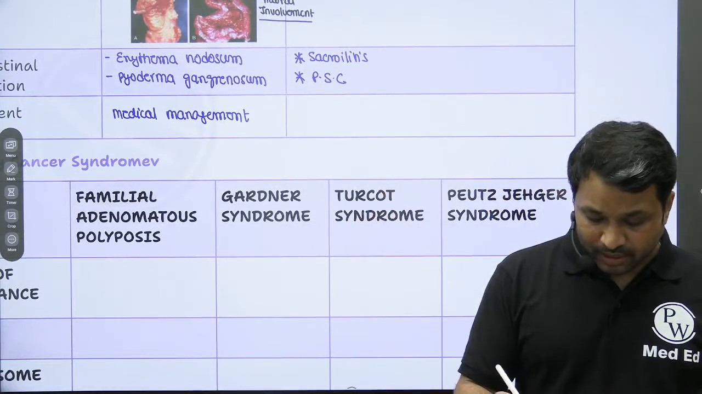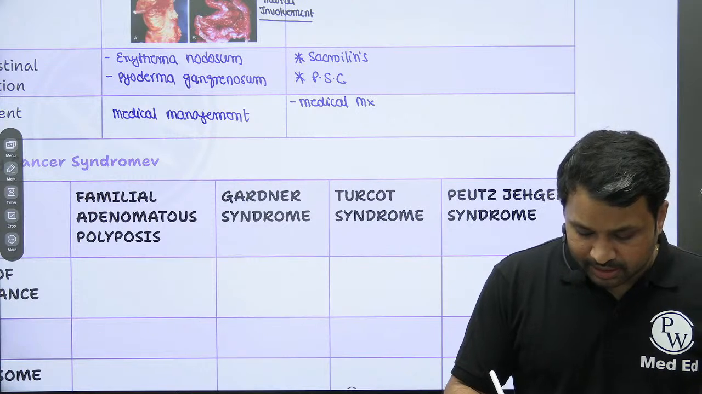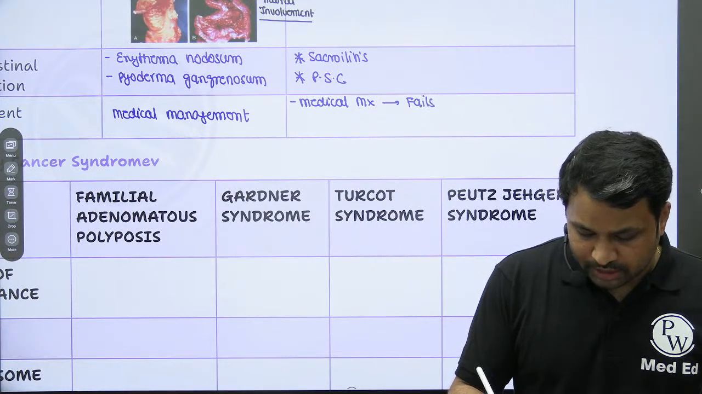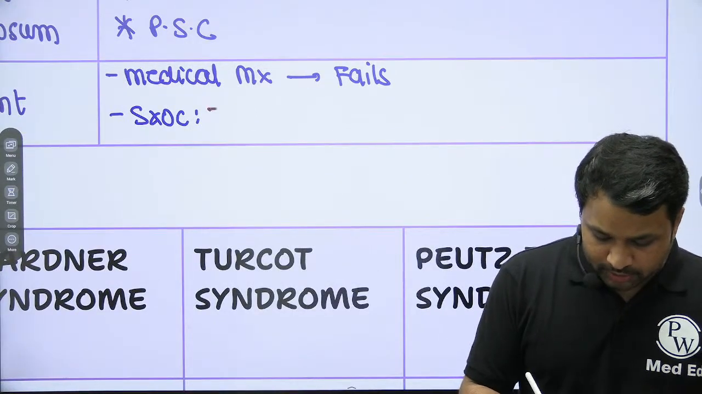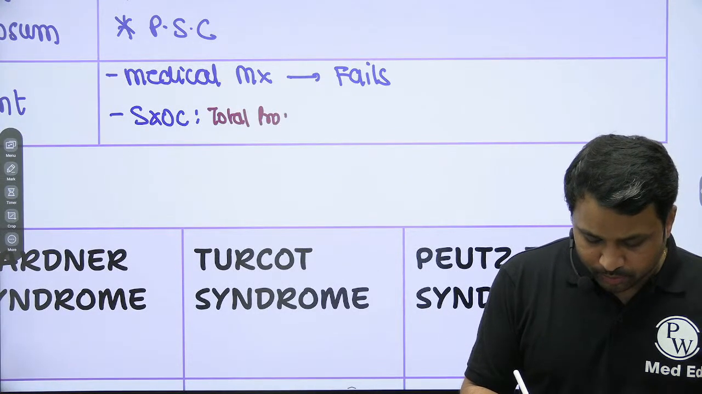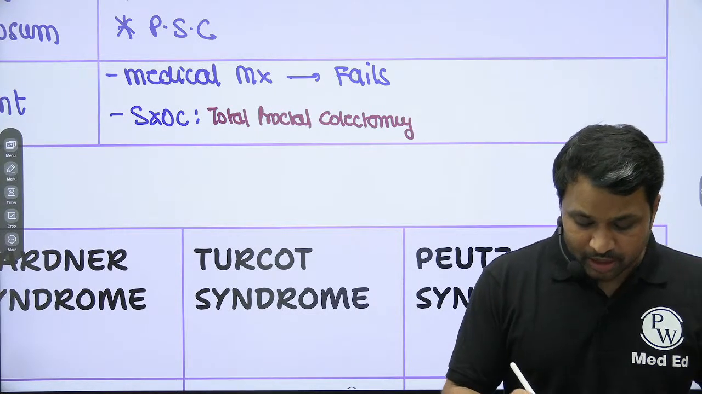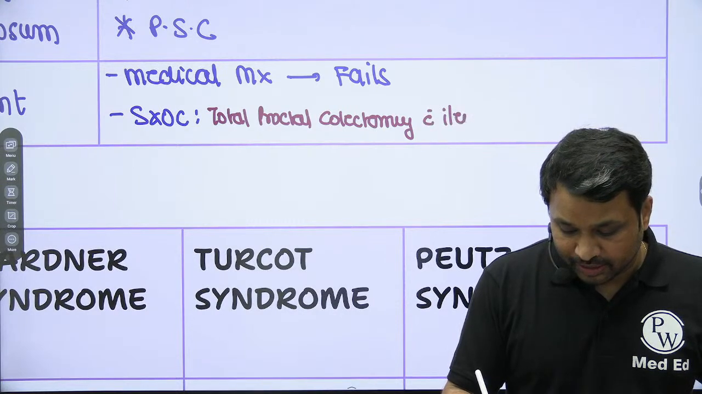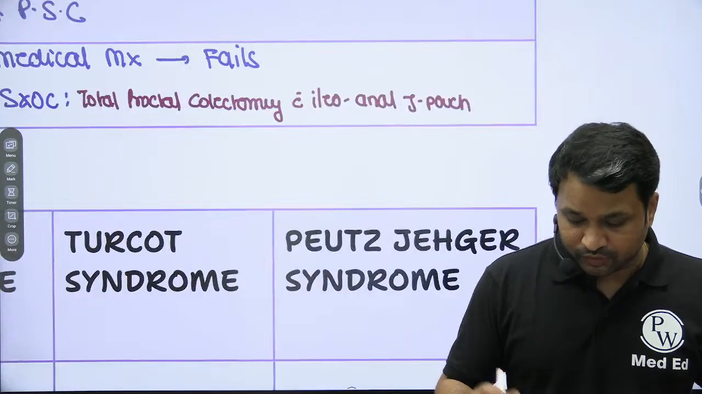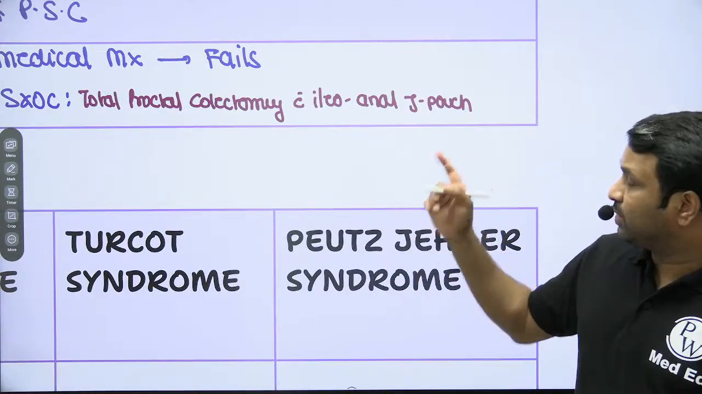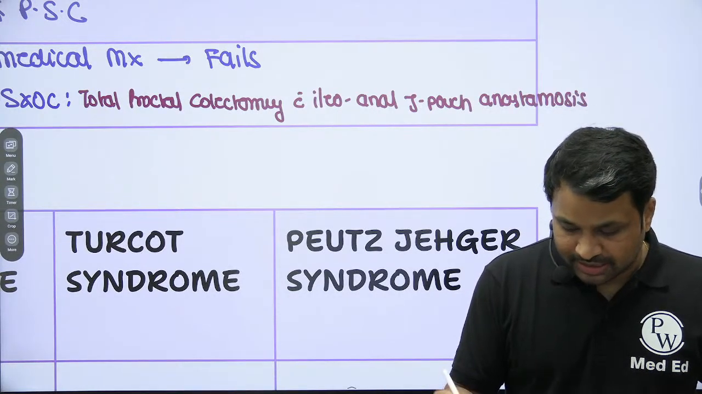Whereas in ulcerative colitis, the first line is going to be medical management. But if the medical management fails, then you have to go with surgery. And the surgery of choice, this is important, remember, it is total proctocolectomy. That means you are removing the entire large intestine, including the rectum. So total proctocolectomy with ileoanal J pouch anastomosis. A J pouch is a reservoir that you create of the small intestine.